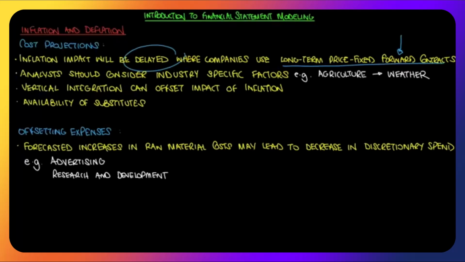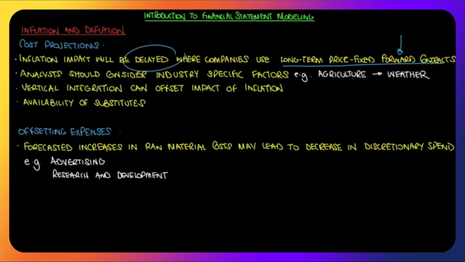Can they switch to another provider? Can they switch to a different country, a different geographical area to get hold of their supply? Now, vertical integration, that can offset the impact of inflation. If you are selling coffee, you can go back and own a coffee bean plantation. And the availability of substitutes, kind of touched on that already. Can you turn elsewhere? That can offset the impact of inflation. Or you can accept you're paying it, but try and save cash elsewhere.